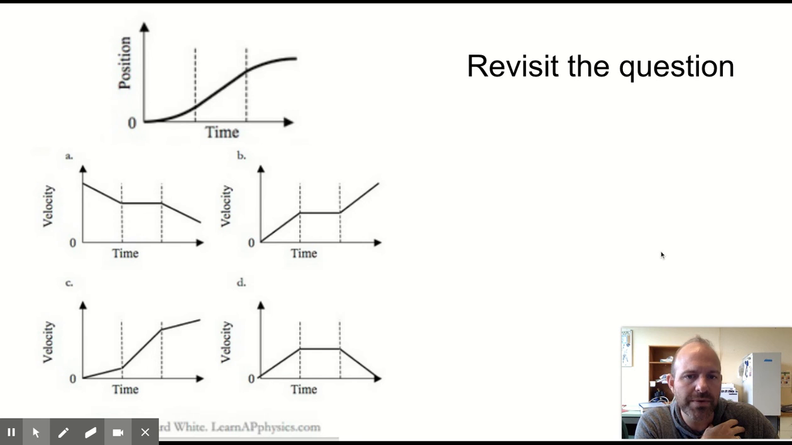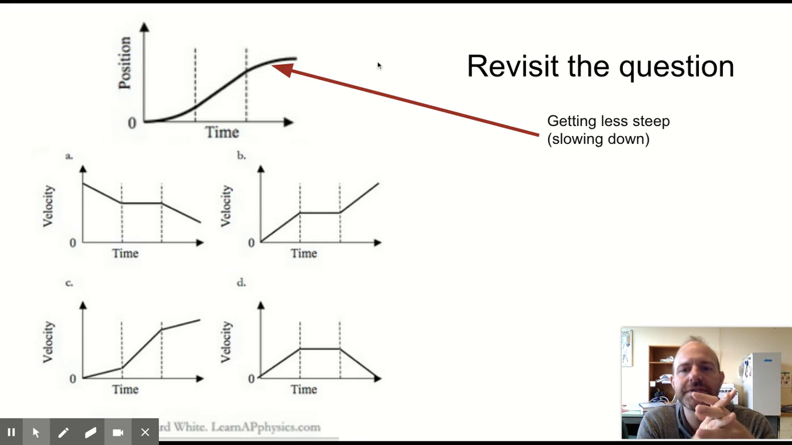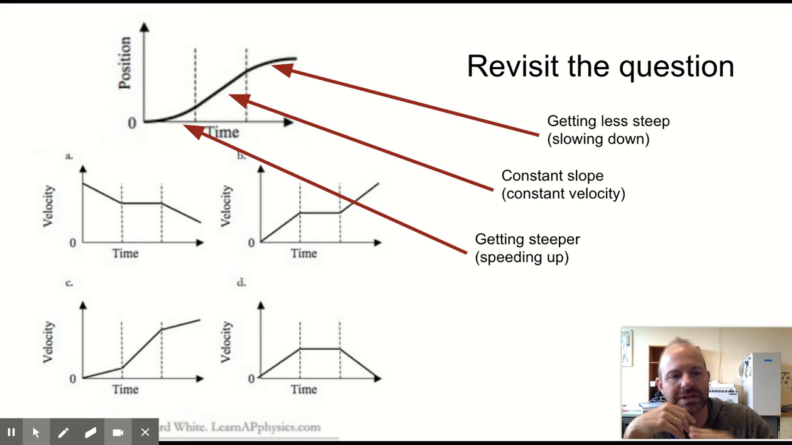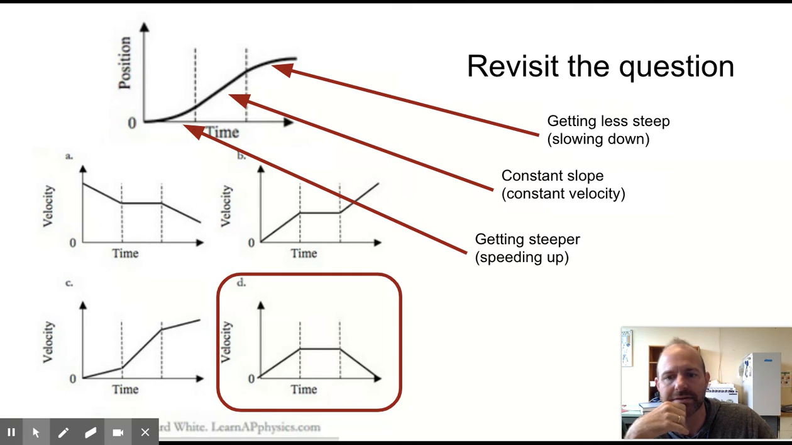So if we go back to our original question, if we look at the different segments, this last segment shows something going from very steep to less steep. That means it's slowing down, because the slope is getting closer to 0. In the middle, we have a constant slope, which indicates a constant velocity. And at the beginning section, it's getting steeper, which means it's speeding up. So if we look at these 4 graphs, there's only one of them that shows speeding up at the beginning, constant velocity in the middle, and then slowing down at the end, and that is letter D.